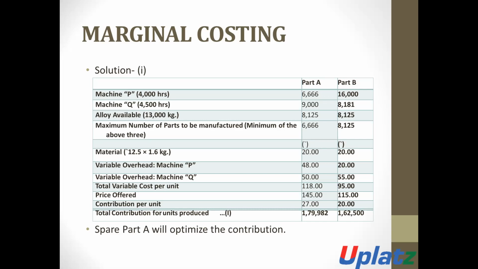Variable overhead for part A is 48 and variable overhead of machinery hours for part B is 20 rupees. The variable overhead related to machines P and Q is 50 rupees and 55 rupees. Then the total variable cost is 118, and in respect of part B, it is 95, and the price offered is 145 and 115.